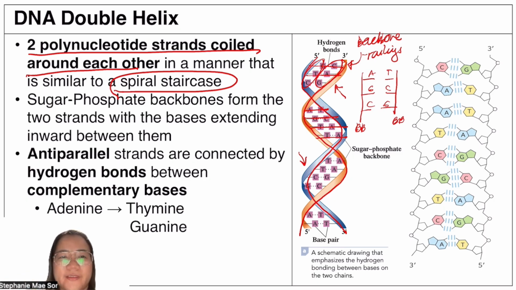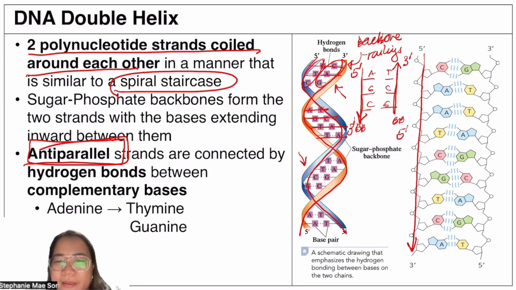Next. And then, tandaan nyo that the DNA double helix is actually anti-parallel. Bakit sinabi nating anti-parallel? Kasi when you read them, one strand is going downwards from 5' to 3'. The other parallel strand is going from 5' to 3' pero pataas. That's why it's anti-parallel.